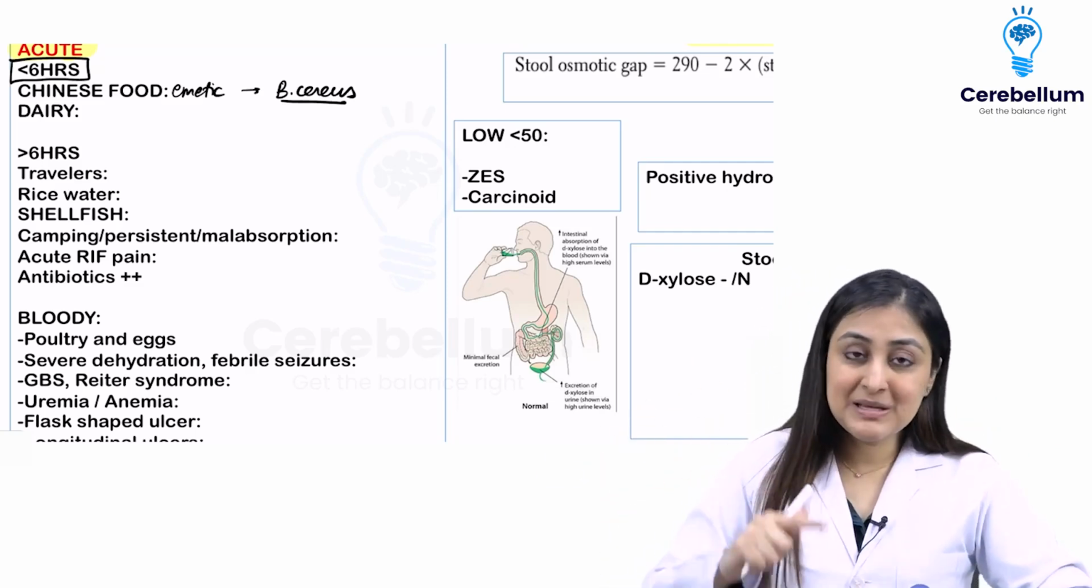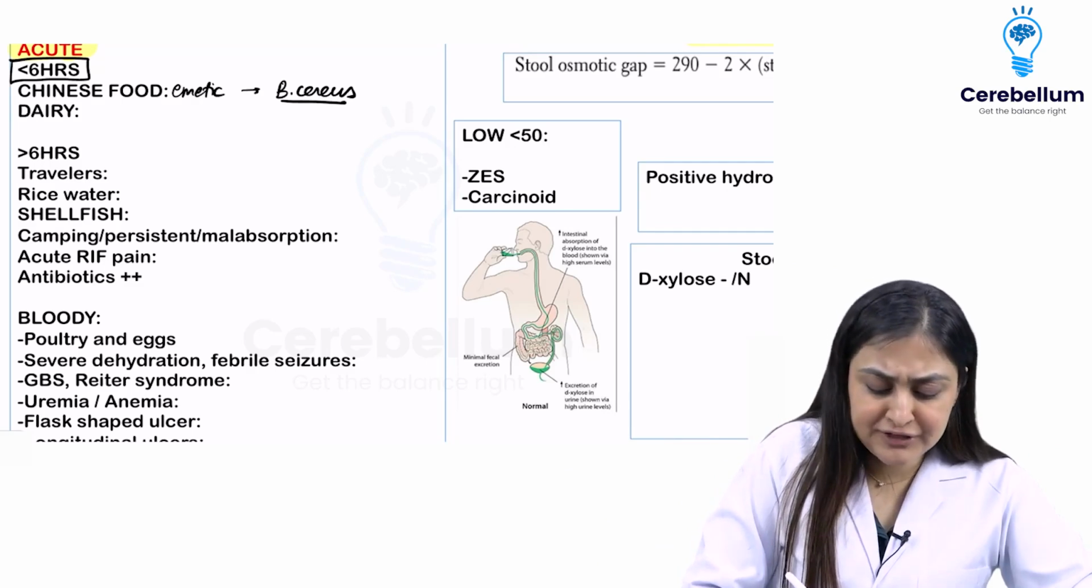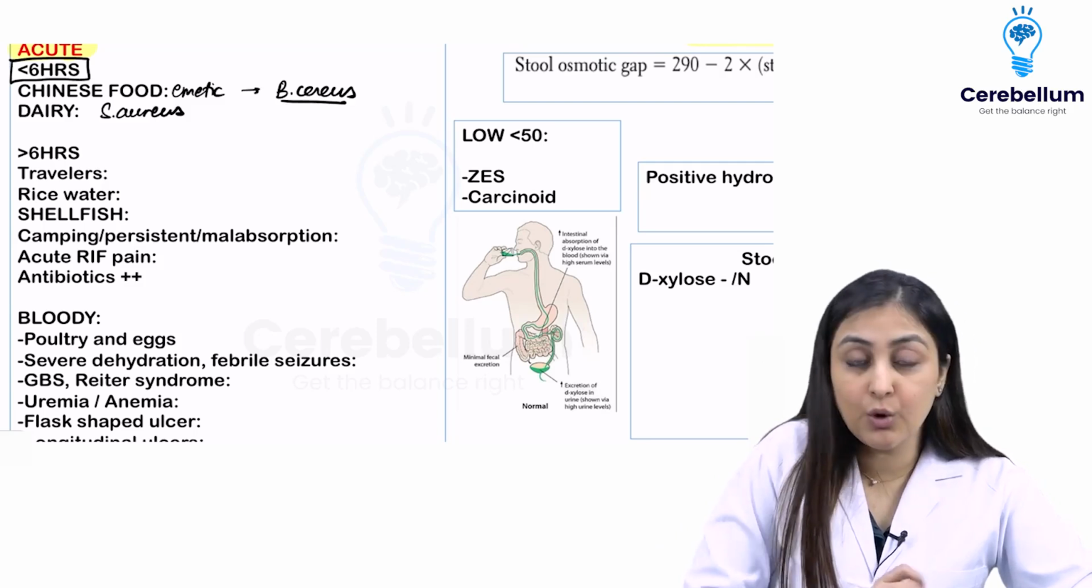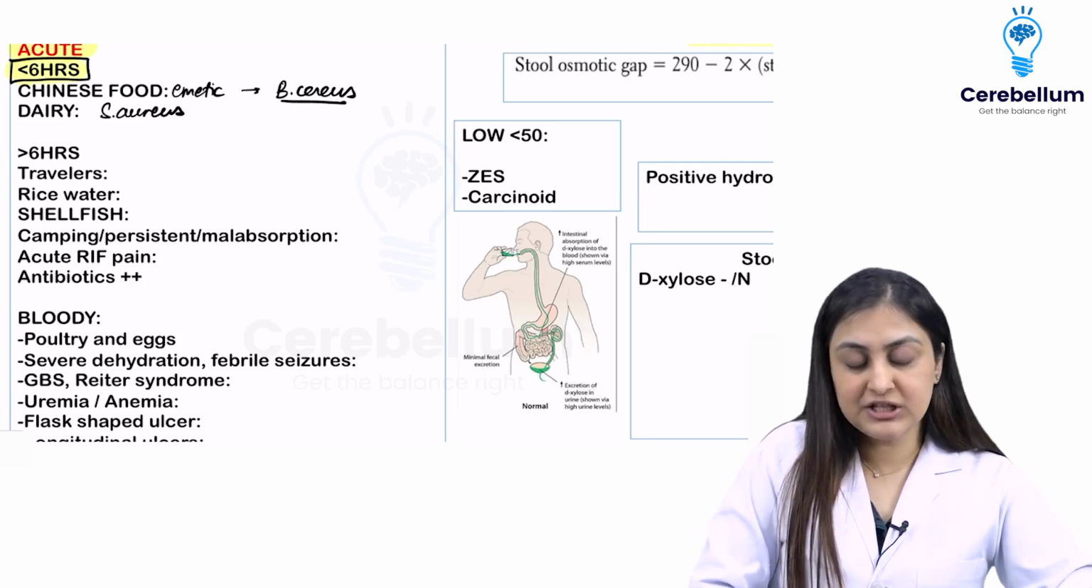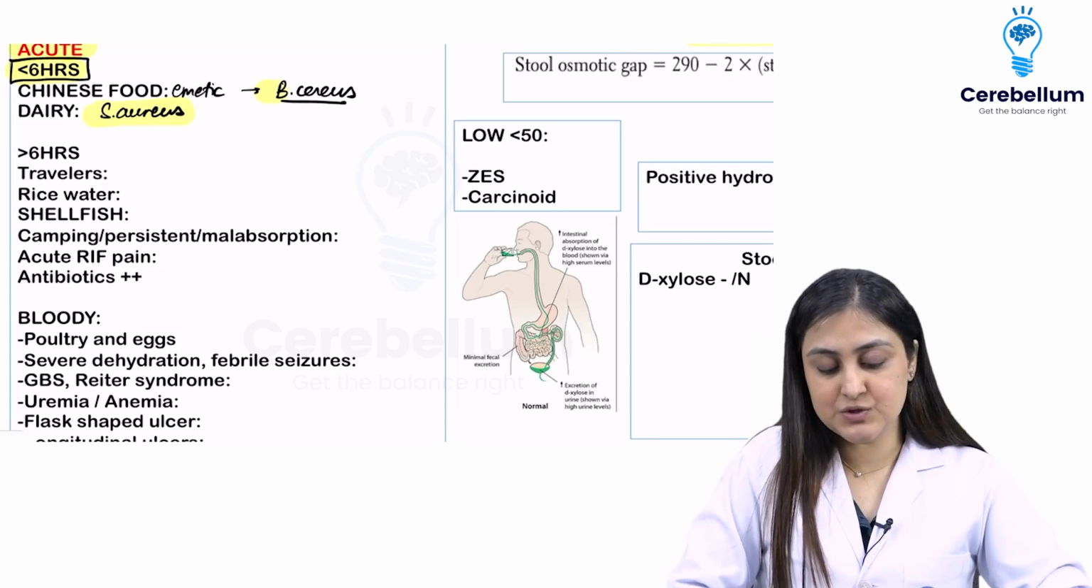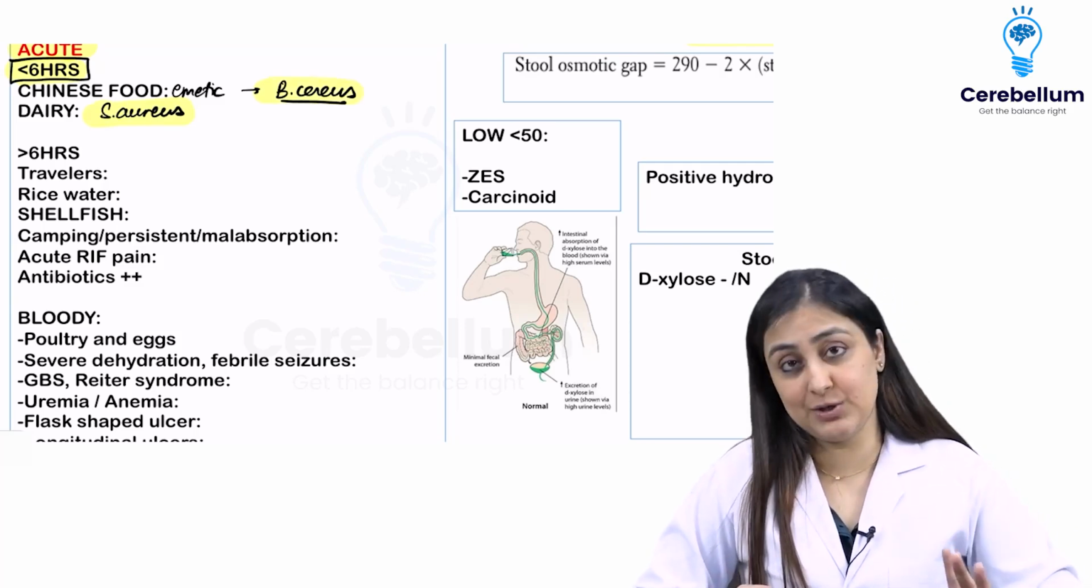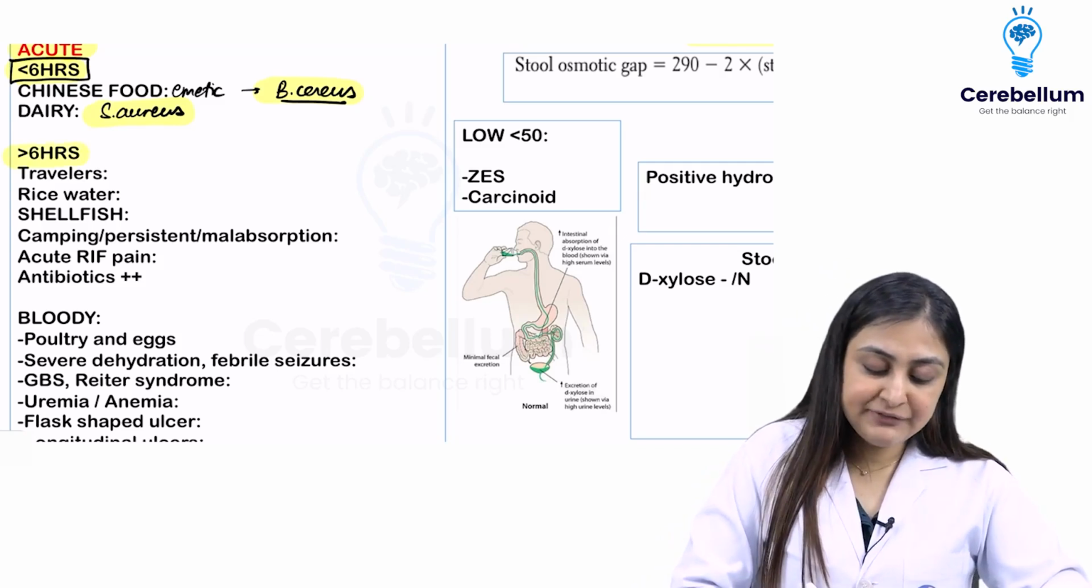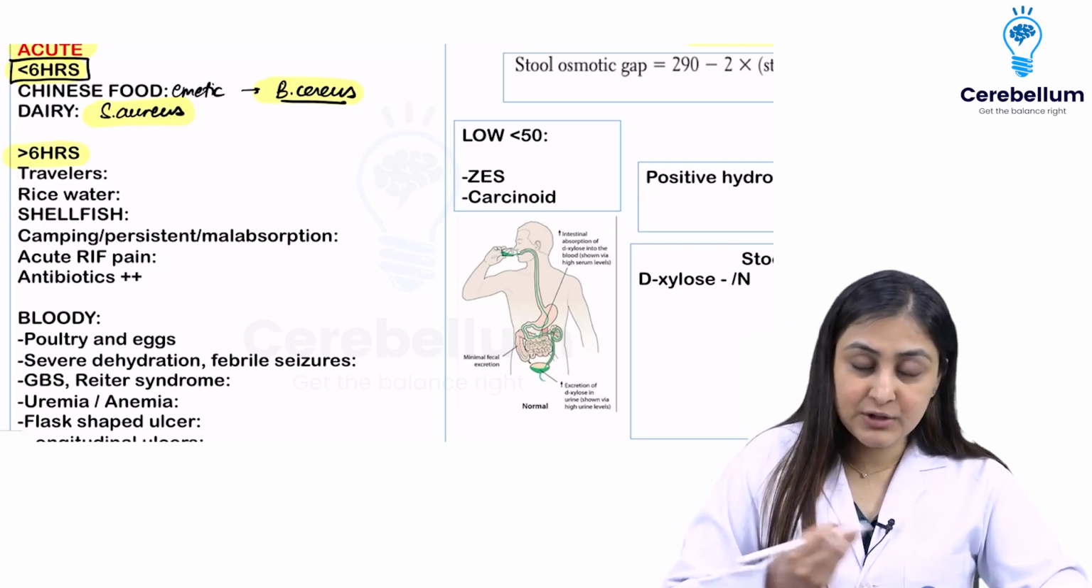So this is B cereus. If history of dairy is given, it is Staph aureus. So these are the two causes only which are going to present in less than 6 hours, and that is why this is so important. You always get questions on this, okay? But if the diarrhea is more than 6 hours, look at the buzzword.